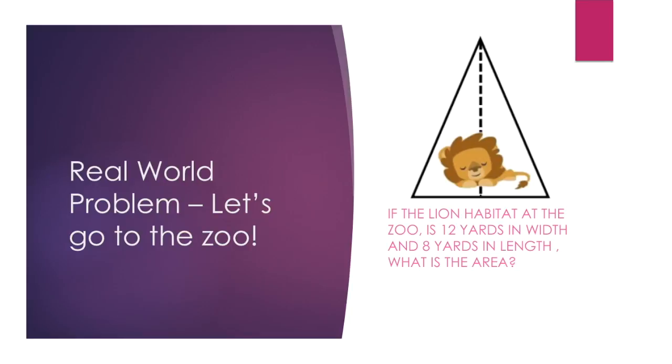Let's do a problem. If the lion habitat at the zoo is 12 yards in width and 8 yards in length, what is the area? Remember, we need to think about, in terms of a rectangle, the area would be 8 times 12. So what is 1/2 of that area?